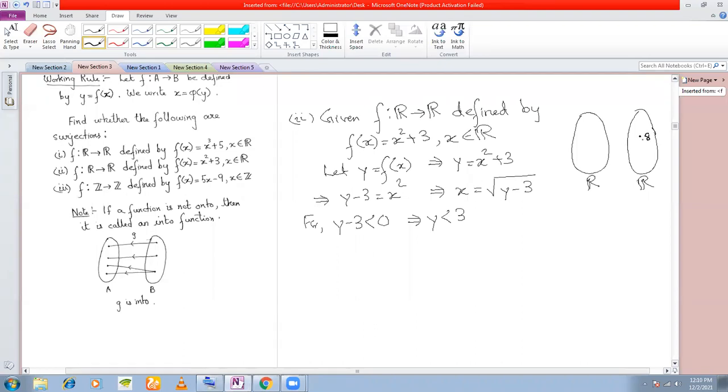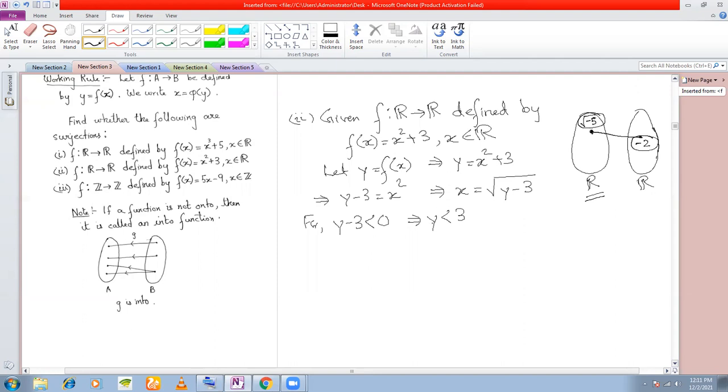Let's say y is equal to minus 2, right? For y is equal to minus 2, what is the value of x here? Square root of minus 5. Is square root of minus 5 real? The set A has to be real, right? This is a complex number, right? So therefore, this element minus 2 does not have a pre-image, right?